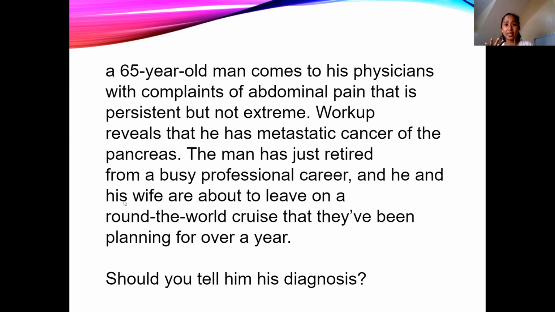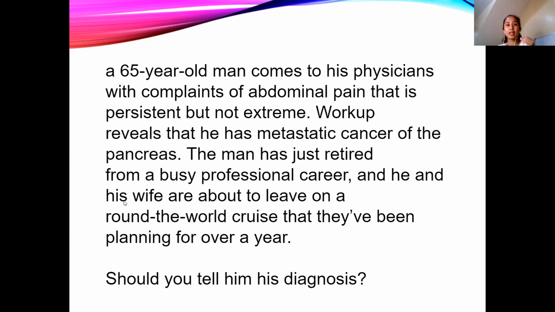Siyempre, nalaman niya na may cancer siya. Yan. So, which is best? Tell him or not? So, class, since we are learning about this one, dalawa na yung concept about this. It's about autonomy and veracity, telling the truth. Class, telling the truth to the 65-year-old man is beneficial.